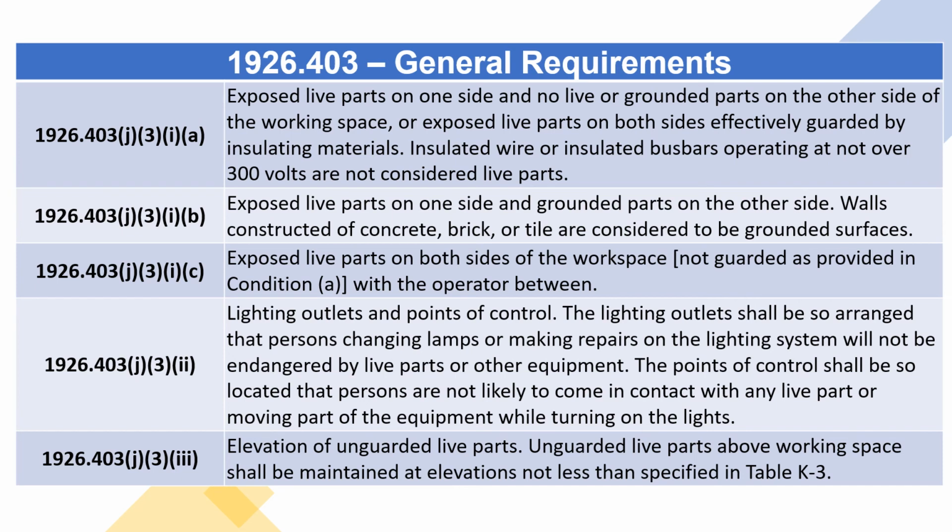1926.403(j)(3)(ii) Lighting outlets and points of control. The lighting outlets shall be so arranged that persons changing lamps or making repairs on the lighting system will not be endangered by live parts or other equipment. The points of control shall be so located that persons are not likely to come in contact with any live part or moving part of the equipment while turning on the lights. (j)(3)(iii) Elevation of unguarded live parts. Unguarded live parts above working space shall be maintained at elevations not less than specified in Table K3.